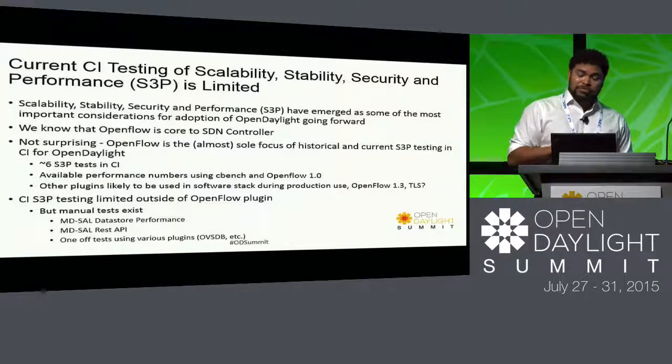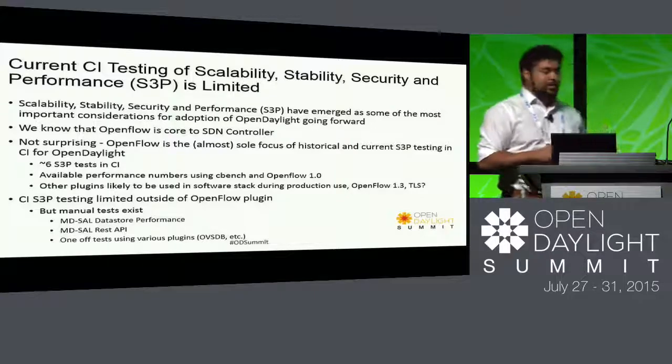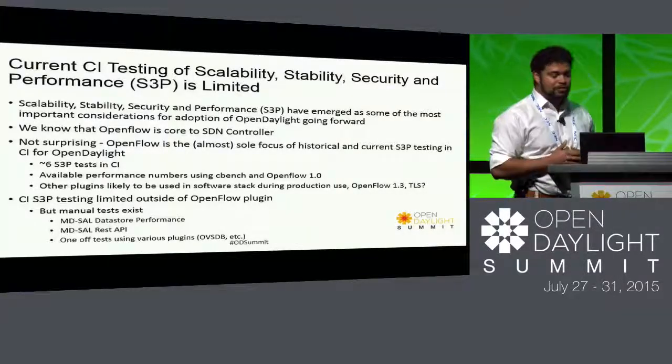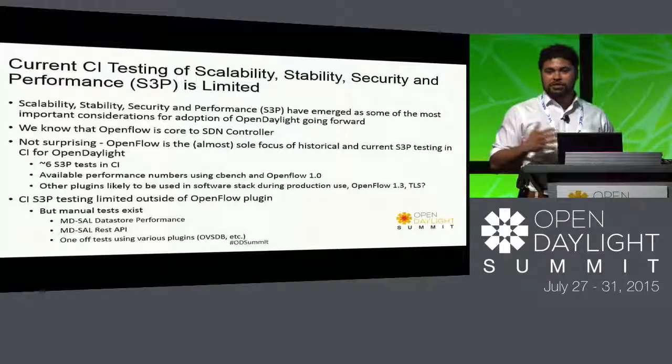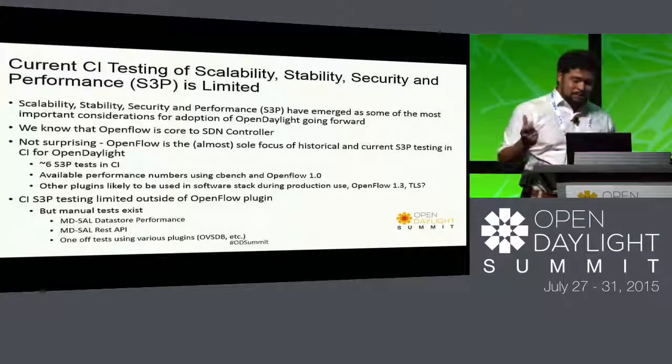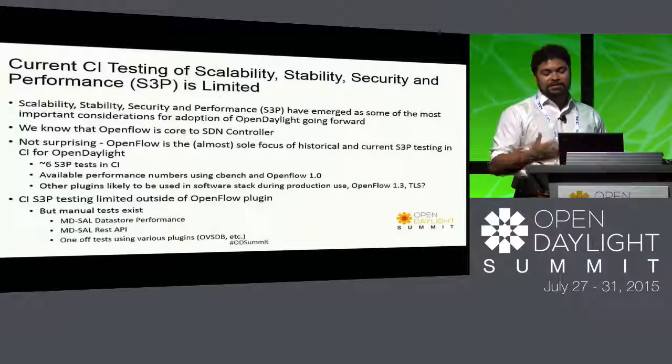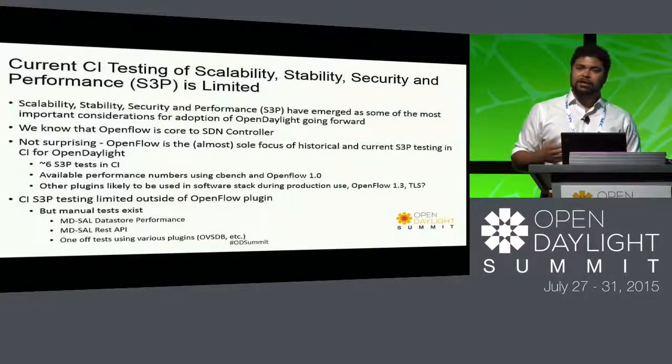There are manual tests outside of the OpenFlow plugin that people have been running. One-off tests, and in OVSDB, I know there were people running scale tests, but they were using just command line commands. They didn't put it in CI. And so it's limited in its use as far as the community and using those numbers over time.